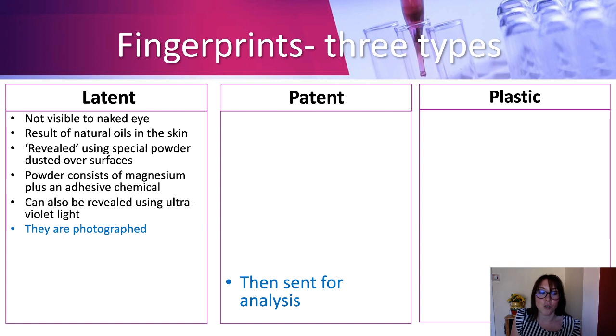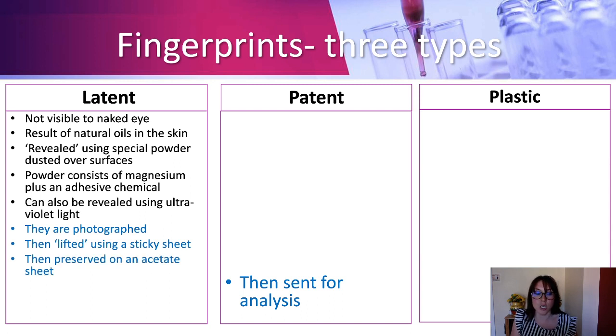They are then photographed. So that's what they are, and then what happens to them is they are photographed. They are then lifted with a sticky sheet, preserved on an acetate sheet, and sent for analysis as well. So that process, especially if you get to try it in your classes, isn't actually that easy. Finding a fingerprint, dusting it off, getting it to stick and then transferring it to the sheet is actually quite difficult to do. And especially if you have one fingerprint, you cannot get this wrong.